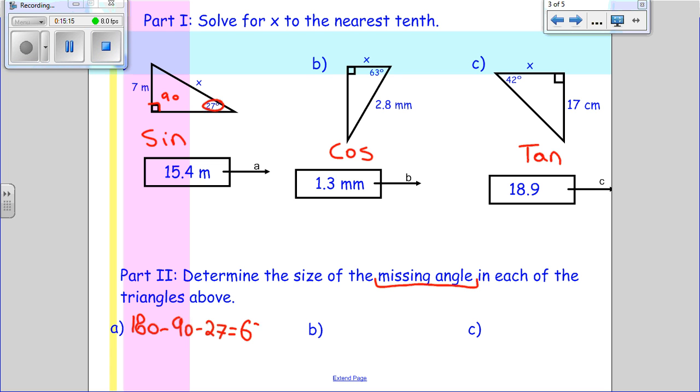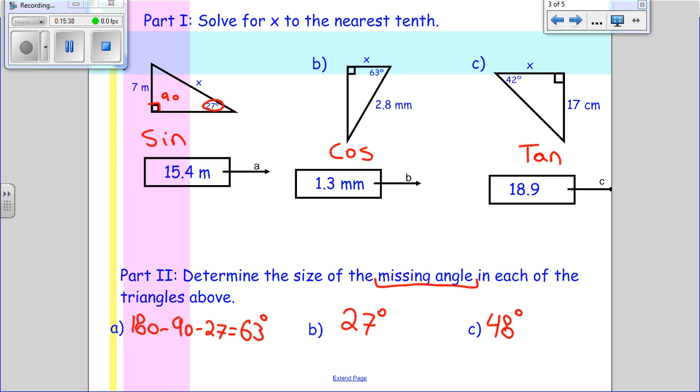I want you to practice the other two and see if you can get the answer. The answer is 27 degrees for B. And for C, the answer is 48. So those two you should be trying on your own to see if you can remember that 180 trick.